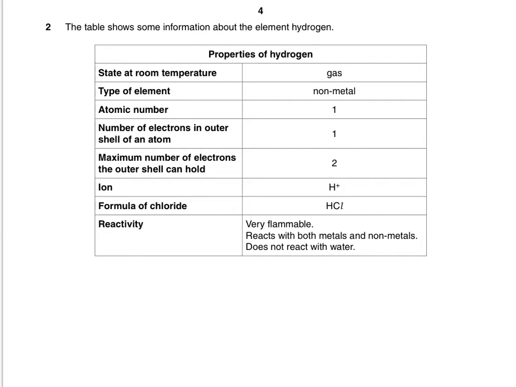Next one, we've got a table showing some information about the element hydrogen, and we've got various things. So we've got the state at room temperature, type of element, atomic number, number of electrons in outer shell, maximum number of electrons the shell can hold, etc. Ion, formula of chloride, reactivity. Okay, so we've got a lot there.